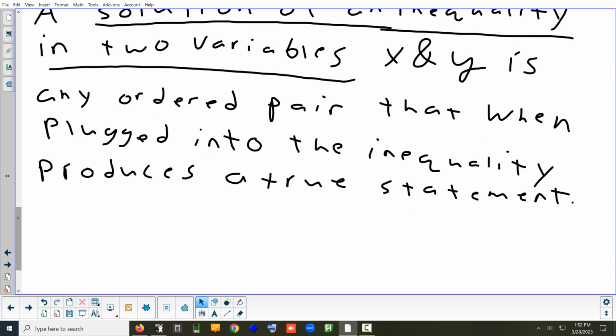Let's look at an example of a pretty simple inequality. x plus y is greater than 3. Can somebody give me a coordinate that, if I fill in the x value you tell me and the y value you tell me into these two letters and add them up, it would come out bigger than 3?